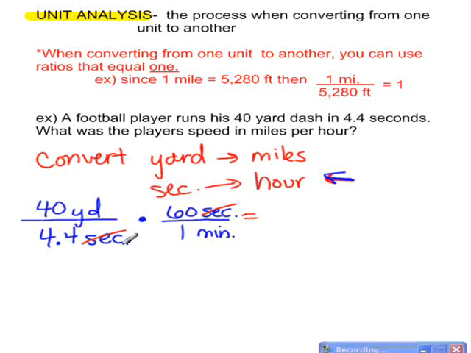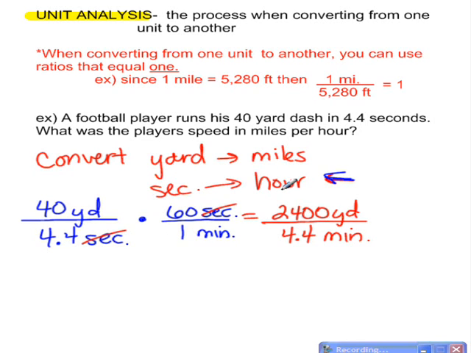All right, let's just multiply across. 40 times 60 is 2,400. And what unit is up there? We have yards. On the bottom, we have 4.4 times 1, which is 4.4. And what unit do we have now? Minutes. All right, so far, we have converted from seconds to minutes.